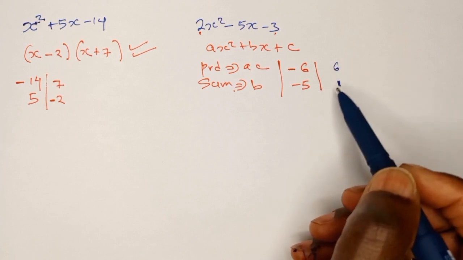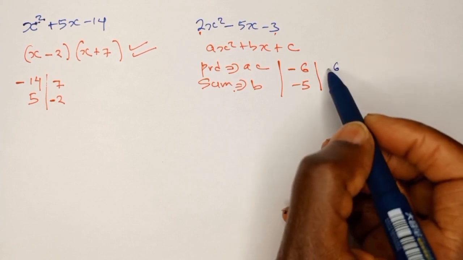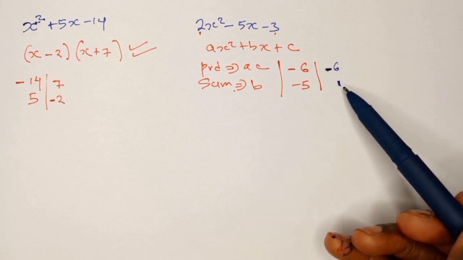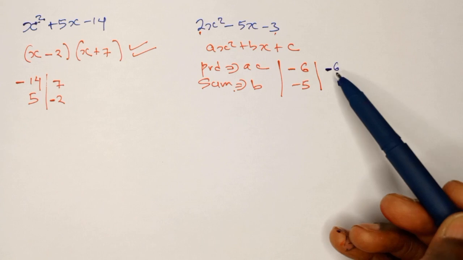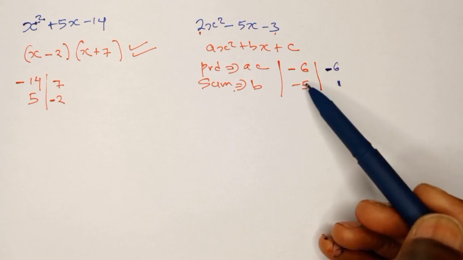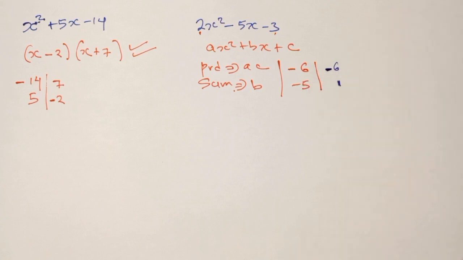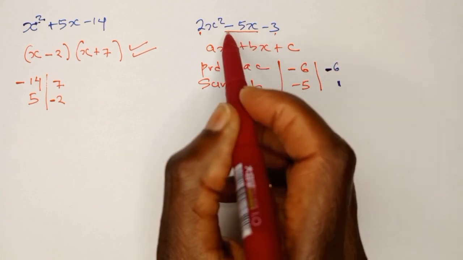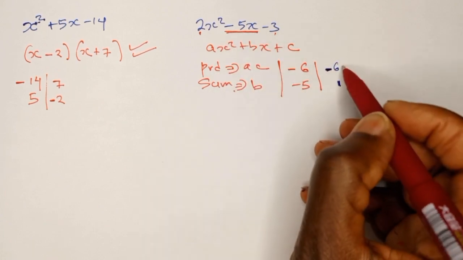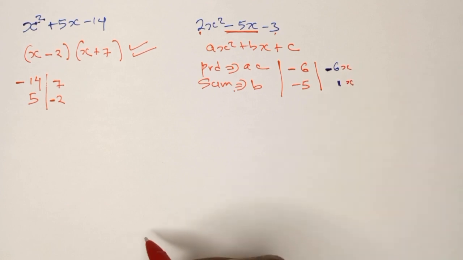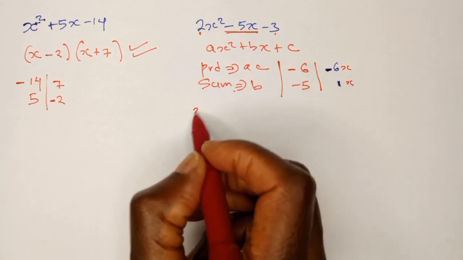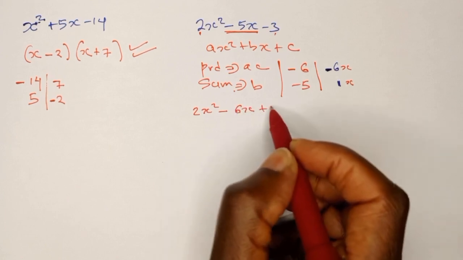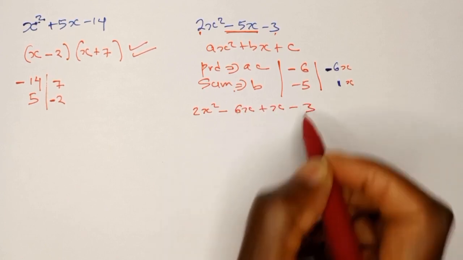So one must be negative. We realize that it will be -6 and 1. If I take -6 times 1, you get -6, and when I add them, you get -5. So you substitute these two for the -5x, that is, -6x plus x. Now you'll have 2x squared minus 6x plus x minus 3.